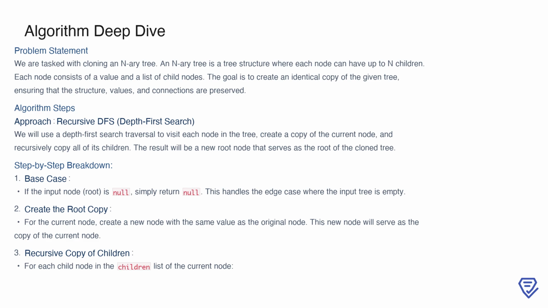First, we handle the base case. If the input node is null, meaning the tree is empty, we simply return null. Next, for each node, we create a new node with the same value as the original. Once the root copy is created, we move on to recursively copying all the children of the current node. The result will be a new tree with the same structure, starting from the cloned root node.